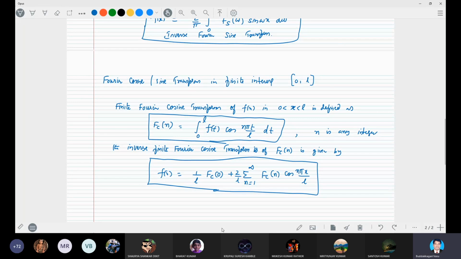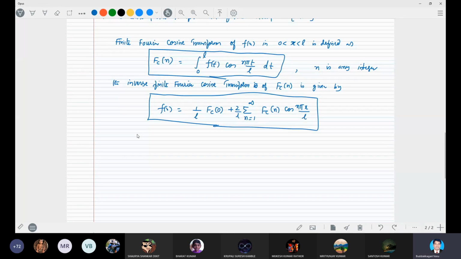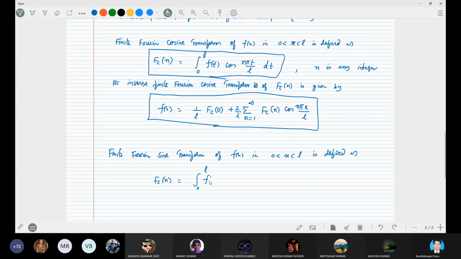Where n is an integer, the finite Fourier sine transform of f(x) in the interval 0 to L is defined as Fsn is equal to integral 0 to L f(t) sine n pi t by L dt, where n is any integer.